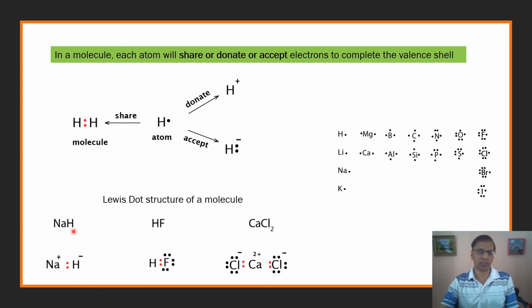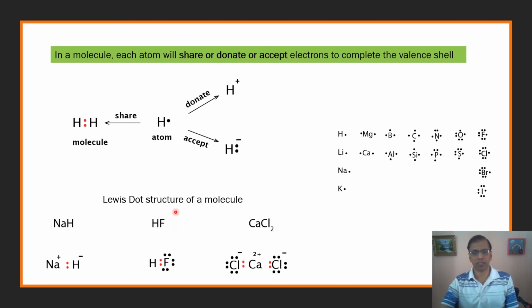NaH is sodium hydride. So sodium, if you look at this table, this is sodium. It has 1 electron in its valence shell. And hydrogen also has 1 electron in the valence shell. So sodium donates its electron to hydrogen, and so hydrogen has a negative charge and sodium has a positive charge.